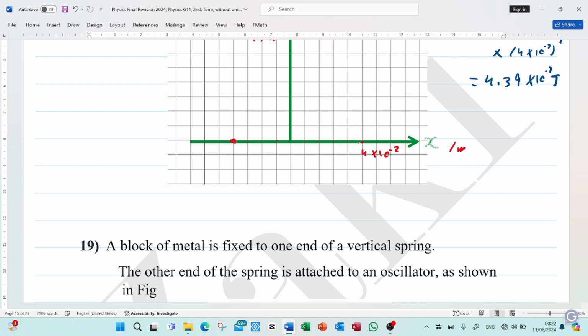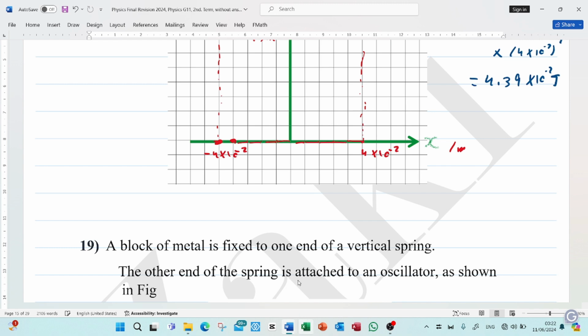We calculate 1, 2, 3, 4, 5. Yeah, 1, 2, 3, 4, 5. So this is the negative 4 times 10 to the power negative 2. Then we draw the border. Here, this is the border. And here also, this is the border.